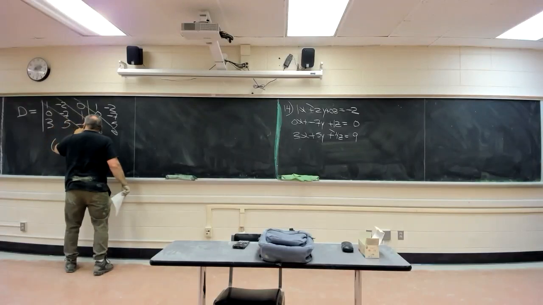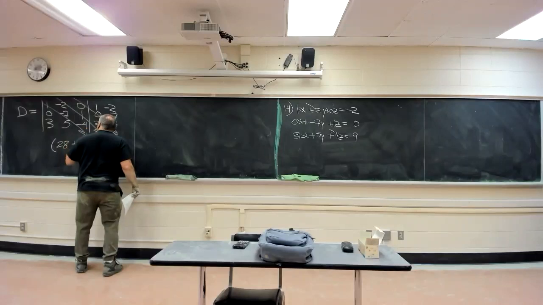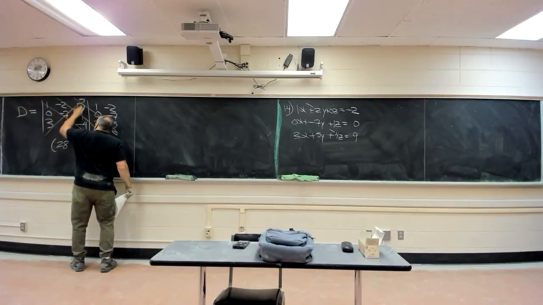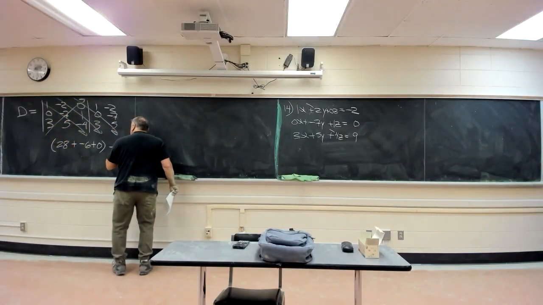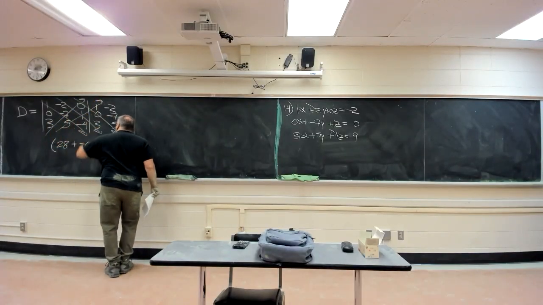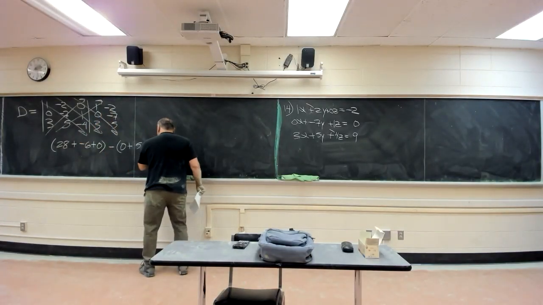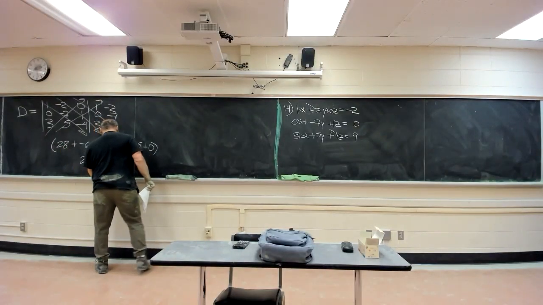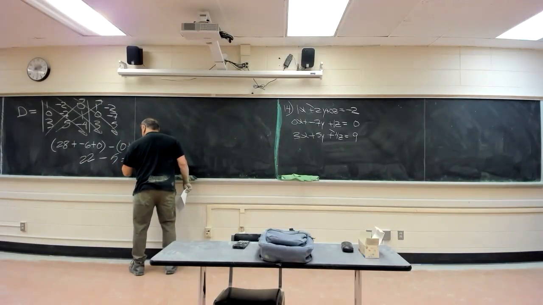1 times -7 times -4 is 28. -2 times 1 times 3 is -6. 0 times 0 times 5 is really 0. 3 times -7 times 0 is 0. 5 times 1 times 1 is 5. And -4 times 0 times -2 is 0. If I add these together here, I got 22. If I add these, I got 5. 22 minus 5 is 17.